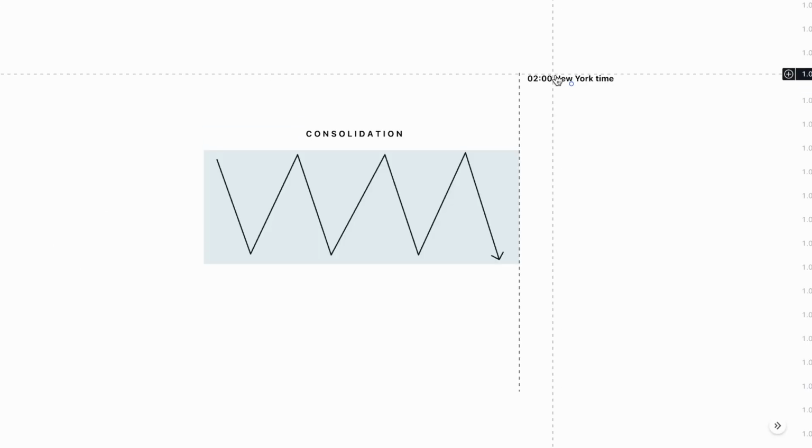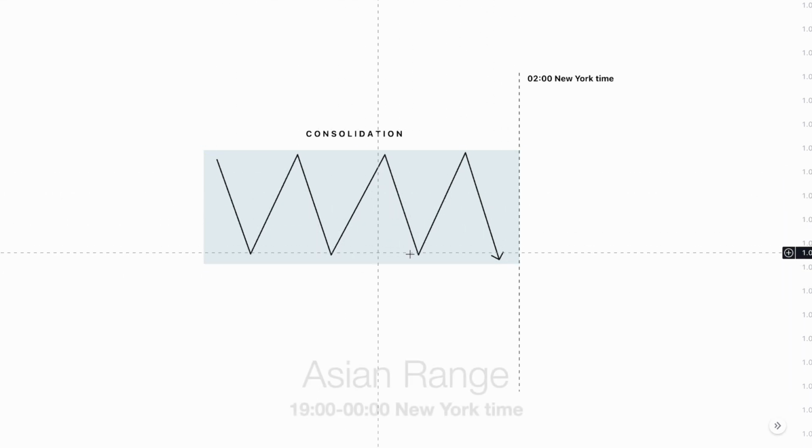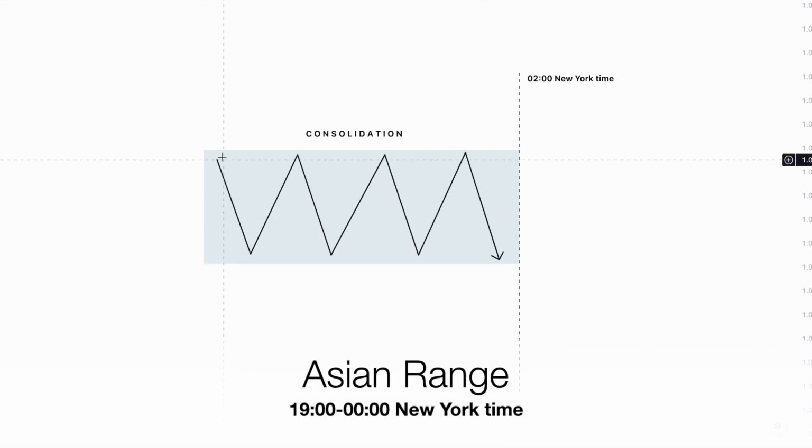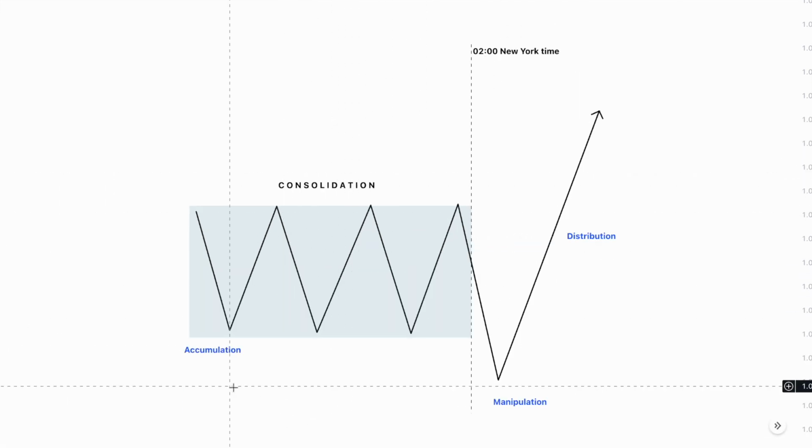What I want to show you is just that this line right here is the 2 o'clock, 2 a.m. New York time. This right here is a consolidation, basically a sideways movement. And that's exactly what we're looking for at the start of this power of three, which I'll explain just now. So ideally, what we want to see is this tight consolidation in the Asian range. That's what this blue box is, the Asian range. And then this is basically the power of three. It consists of three phases: the accumulation phase, the manipulation phase, and then the distribution phase.